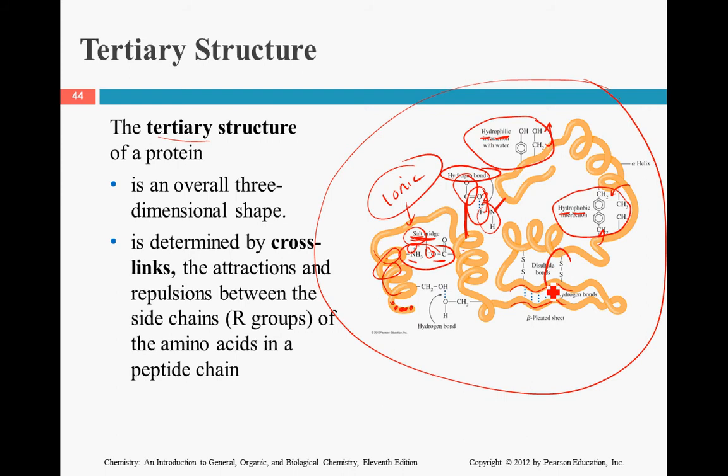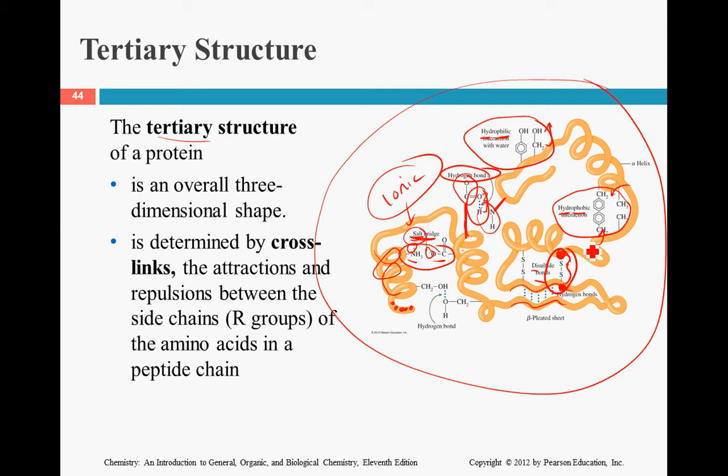Another one is right here. Those are disulfide bonds, meaning that the amino acid here must have had a sulfur in it. An amino acid here has sulfur in it as well. And so those two bond together. So there are 5 different interactions total that it can then use to start to ball up and form a shape.